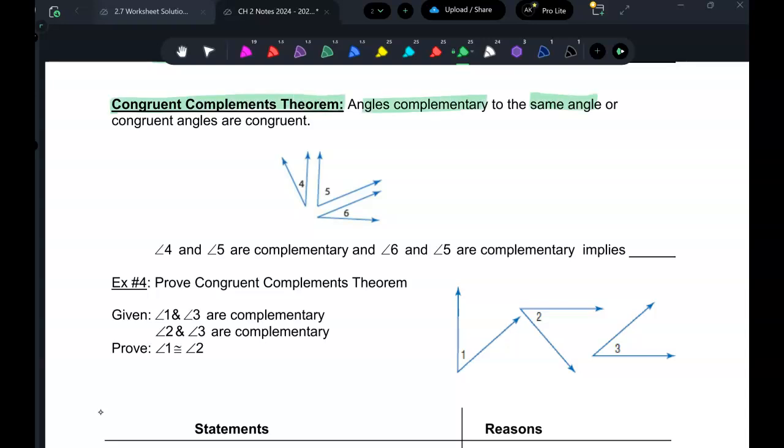Congruent complements theorem: angles complementary to the same angle or congruent angles are congruent. So this is saying, what if I have 4 and 5 add up to 90? And then I say, oh, angle 6 and angle 5 also add up to 90. What's my conclusion going to be? It's going to be the measure of angle 4 has to be equal to the measure of angle 6, or angle 4 congruent to angle 6.